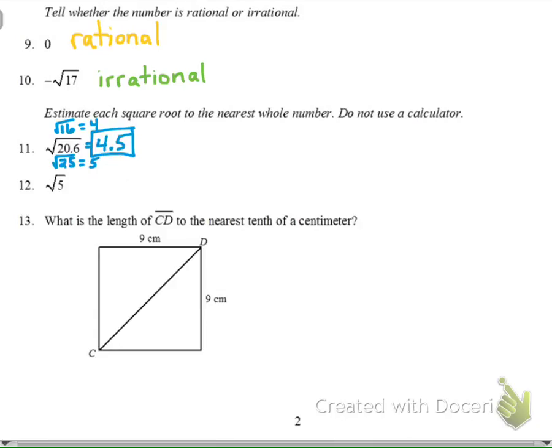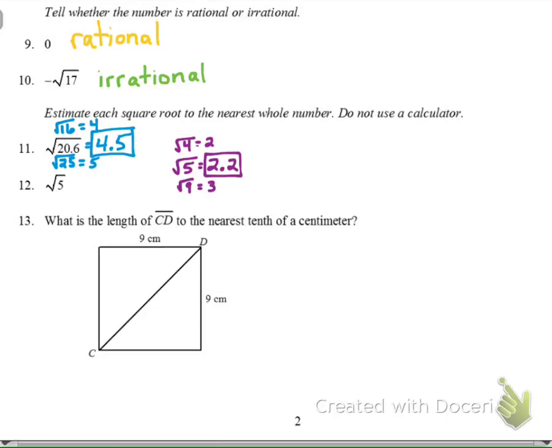Alright, and number 12. I've got the square root of 5. So I need to come up with two perfect squares around 5. Well, that's the square root of 4 and the square root of 9. The square root of 4 is 2. The square root of 9 is 3. So I know this has got to be somewhere between 2 and 3. Well, 5 is a lot closer to 4. So I'm going to pick a number that's closer to 2. So I pick 2.2. So I'm going to approximate square root of 5 as 2.2.